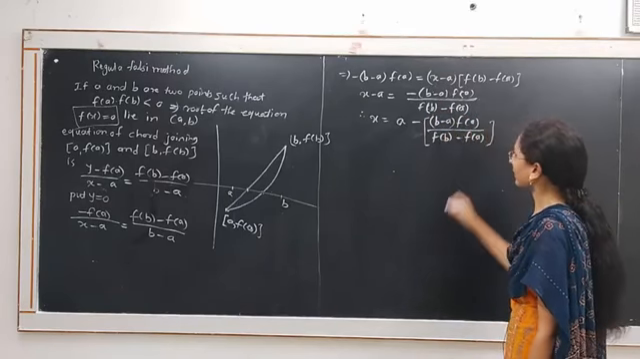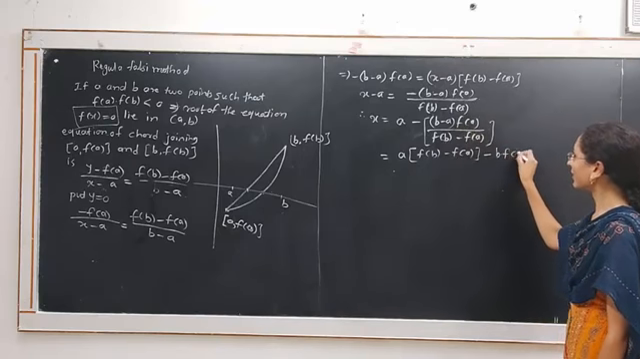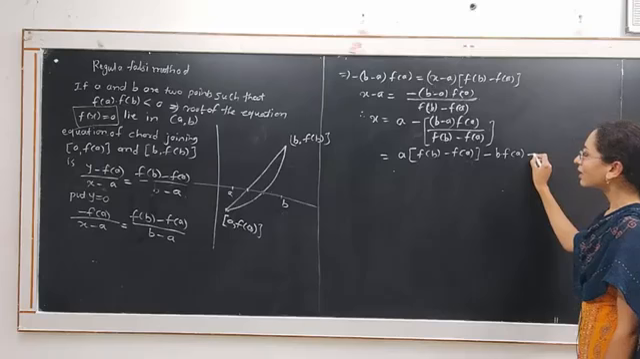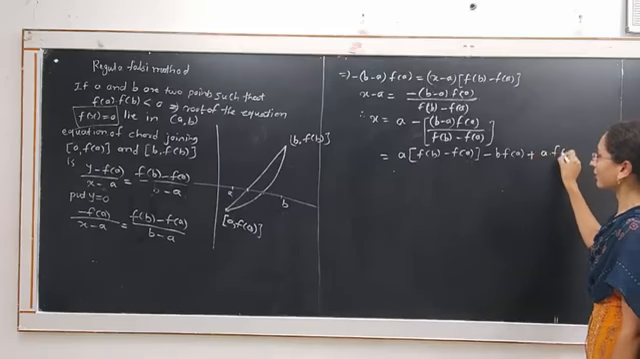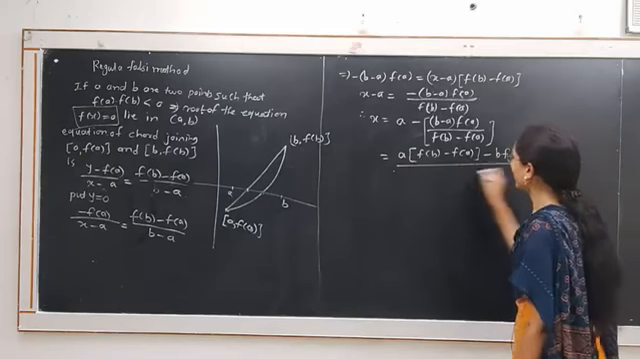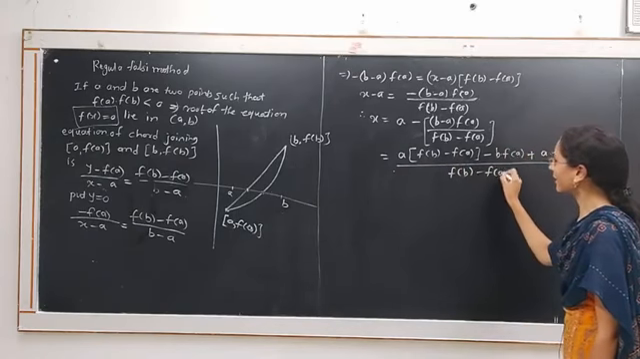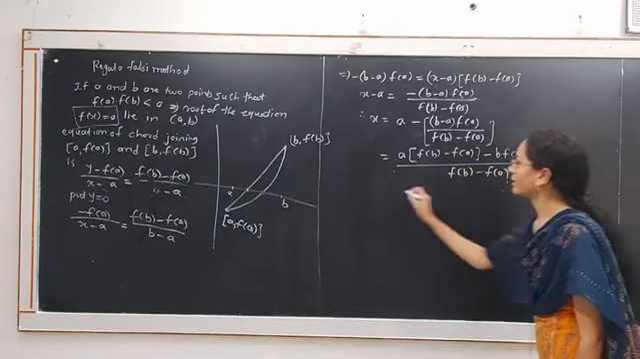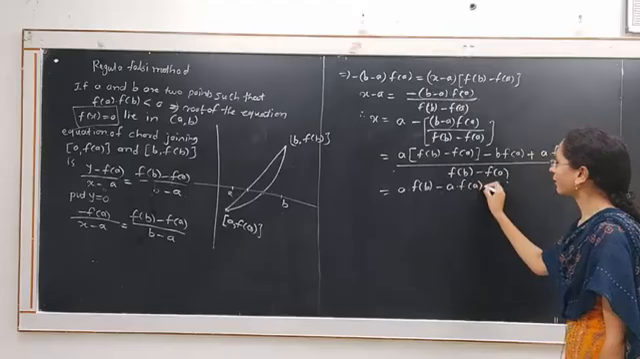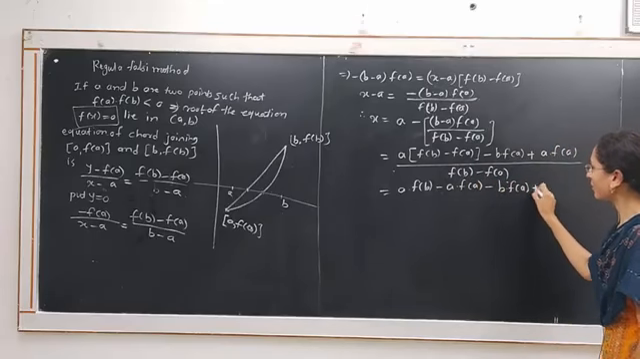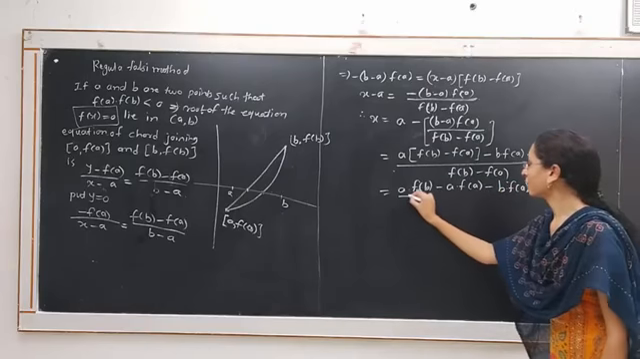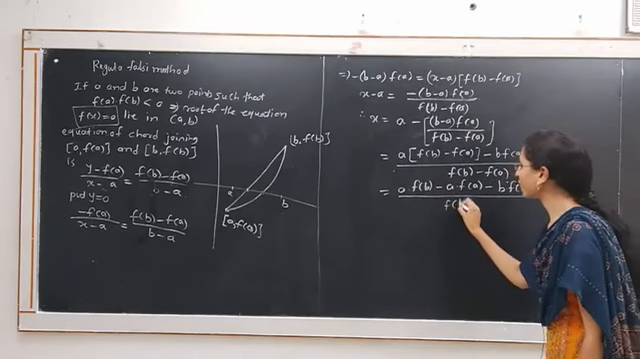This is equal to a into f of b minus f of a minus b minus a into f of a, all upon f of b minus f of a, taking the LCM. Hence this is a into f of b minus a into f of a minus b into f of a plus a into f of a upon f of b minus f of a.